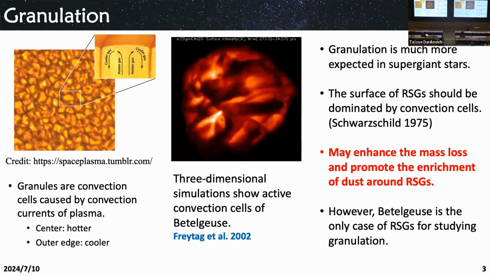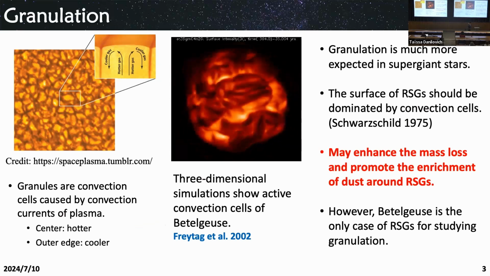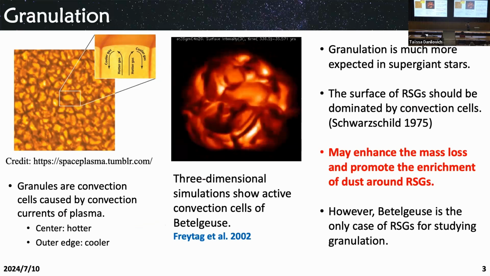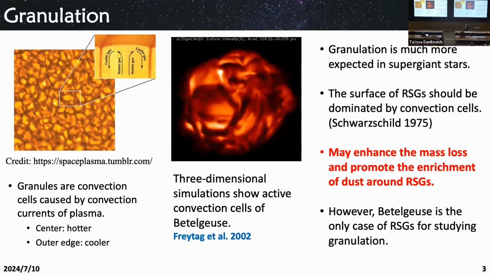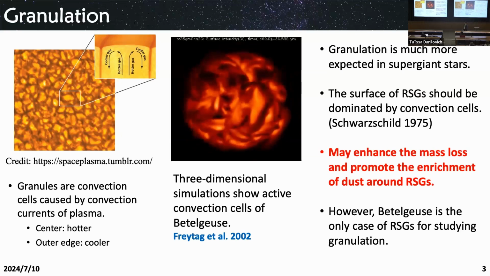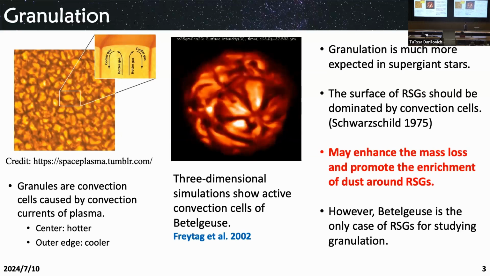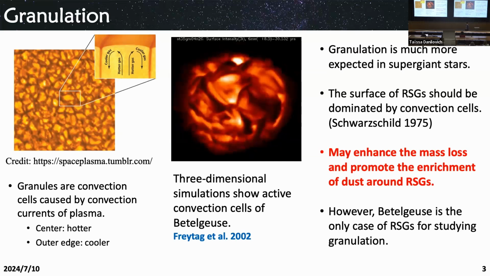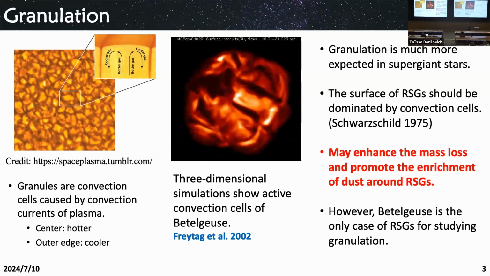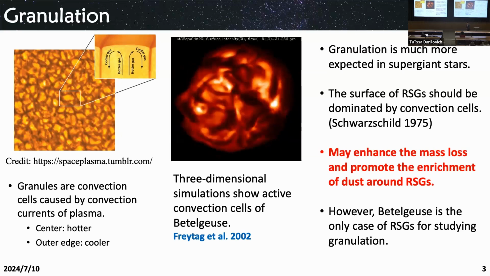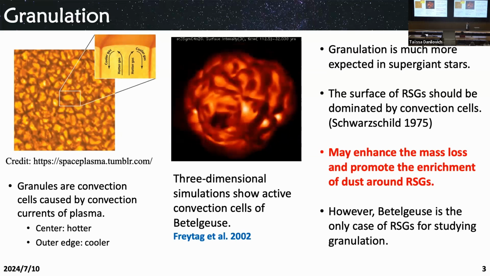Schwarzschild predicted that the surface of red supergiant stars should be dominated by convection cells, and this was proved by the simulations and observations of Betelgeuse shown here. Here is a simulation of Betelgeuse by Freytag et al. and the Kubel team. Granulation can enhance mass loss, so it's important for us to understand red supergiant stars.